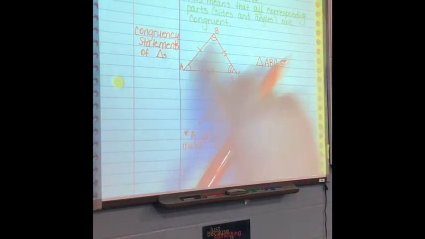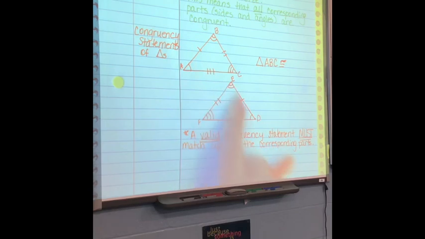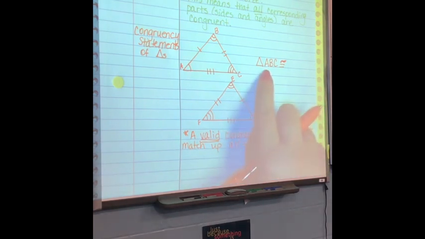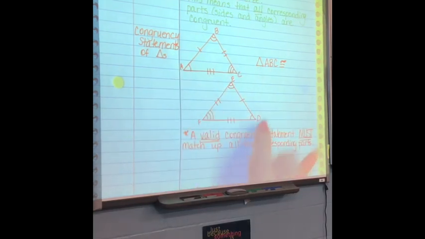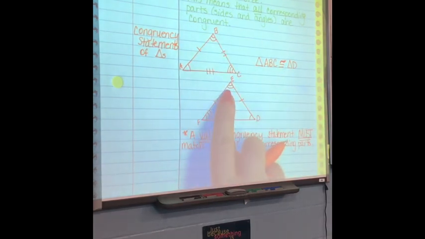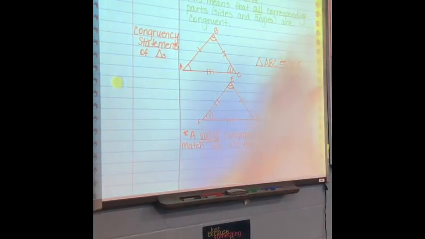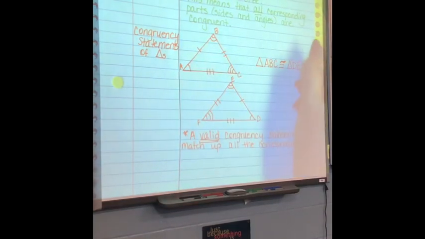And the same with the sides. AB matches up to DE over here because of the markings, right? The 1 marking. And so we could go around and see what all matches up to what. Well, when I'm writing this congruency statement, I'm going to match it up by the letters based on these angles. So angle A goes with angle D, so this will start with triangle D. Angle B matches up to angle E. And lastly, angle C matches up to angle F.